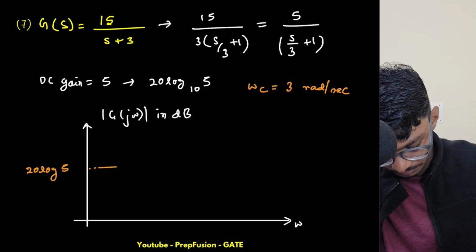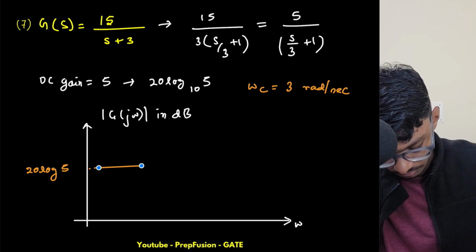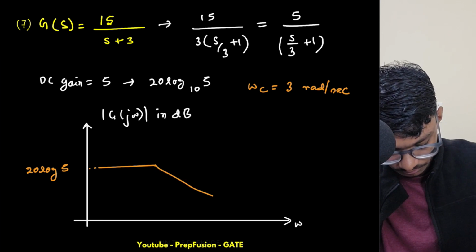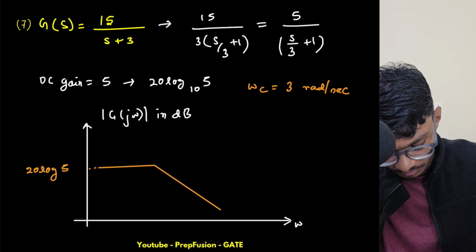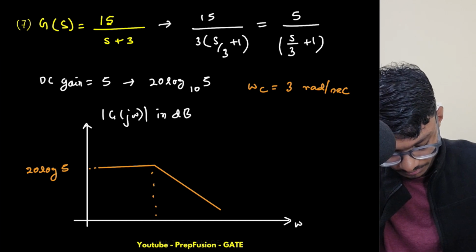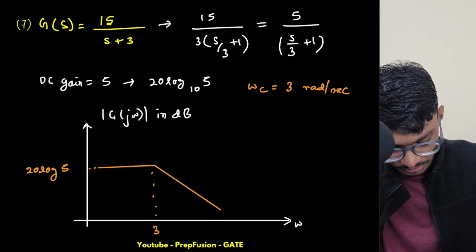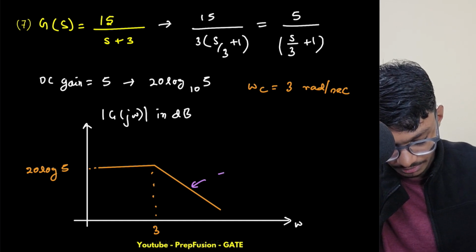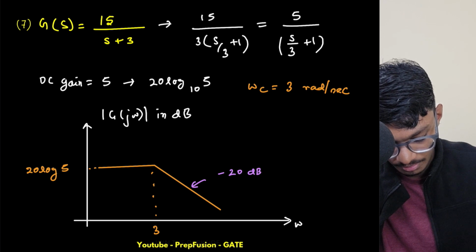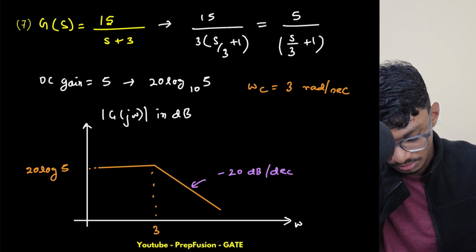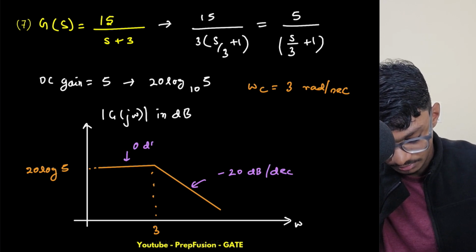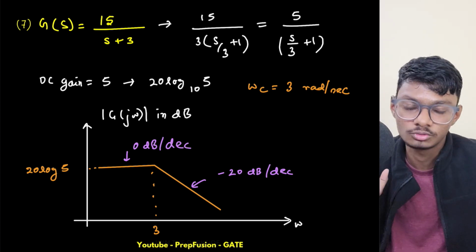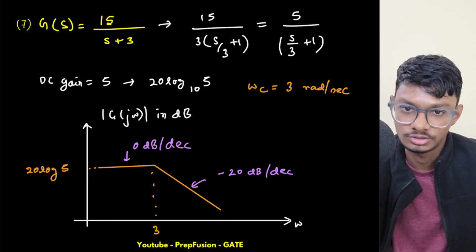So here it continues flat, and then we get a slope. Where do we get a slope? We get a slope here at 3 radian per second. What is this slope? This slope is minus 20 dB per decade, and before this the slope is 0 dB per decade. Before the corner frequency, we don't have any slope. We don't even have to use the table for this one. In most cases, you don't have to write the table for the Bode magnitude plot or the gain plot.